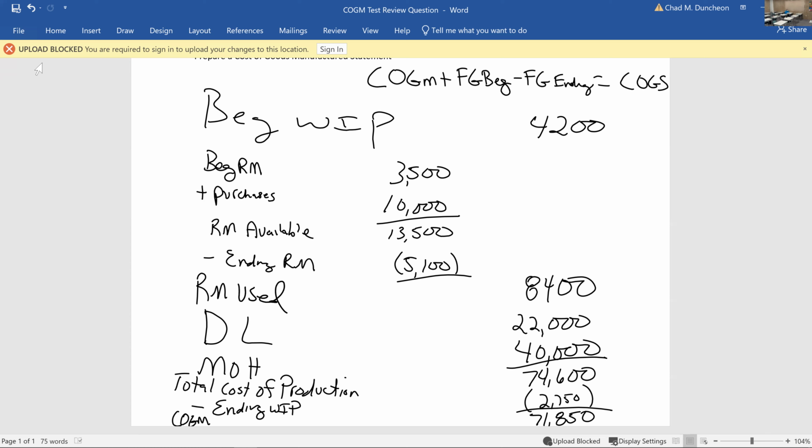What's the COGA used for? Well, the COGA is just those two added together. That's the cost of goods available, how much we could sell if we sold it all. Any questions on this statement?